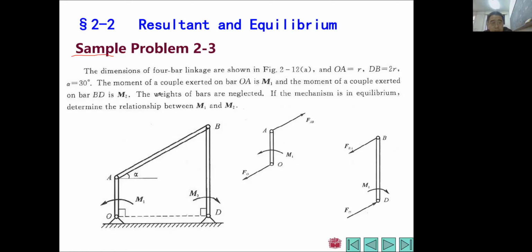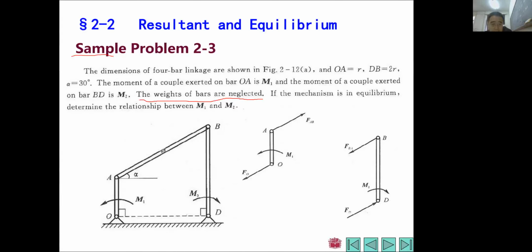So the weight of the bars are neglected. So how do you think about when we encounter this sentence again? If the known condition tells us the weight of the bars are neglected, you should immediately think about that maybe one of the rods is a double force balance rod, right? So actually we can find AB should be a double force balance rod, right?